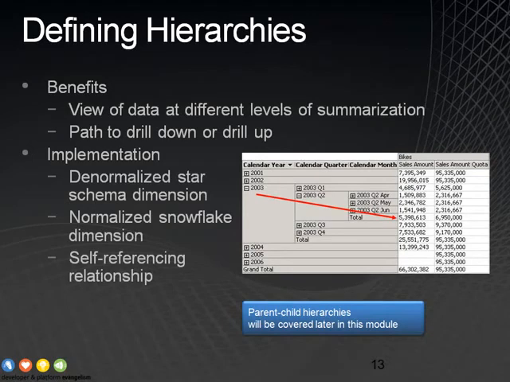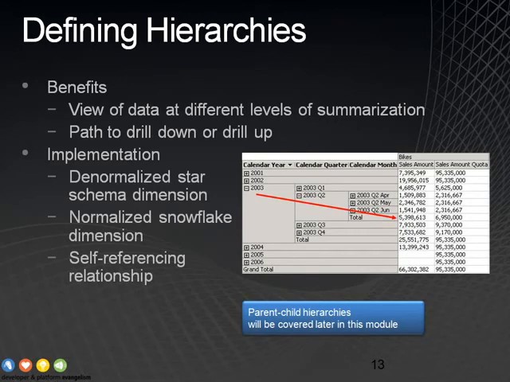On the other hand, you may choose to use a normalized snowflake approach. A third option is to use a table where we have a self-referencing relationship. We call those parent-child hierarchies in our Analysis Services design. We'll talk about this structure more later in this module. But basically, the difference between our denormalized or our normalized snowflake dimension as compared to the self-referencing relationship is the number of levels that we would maintain within a hierarchy.